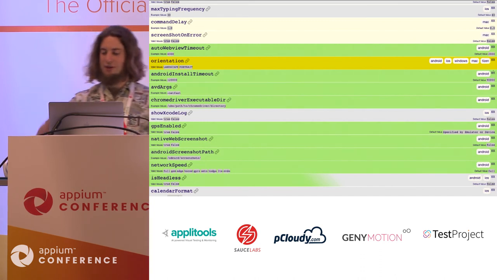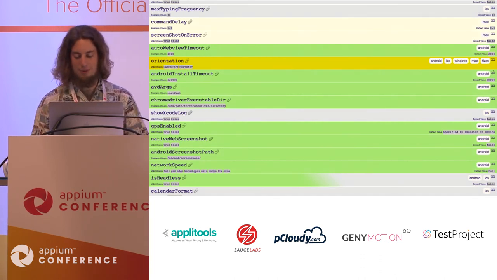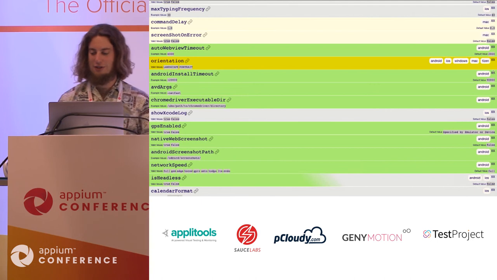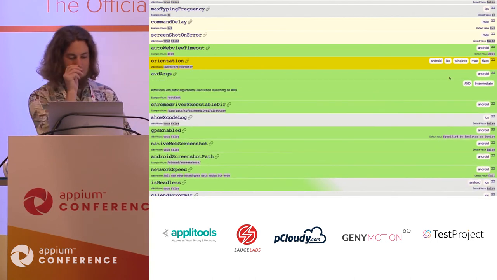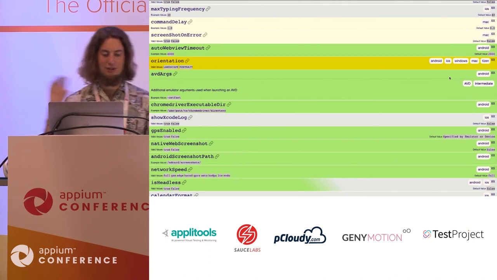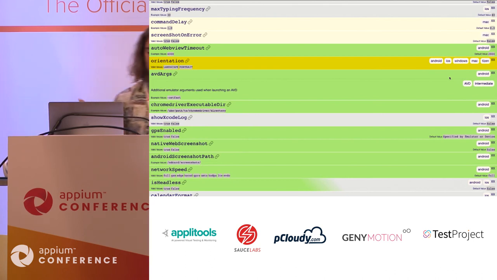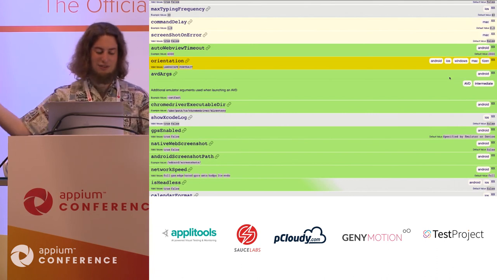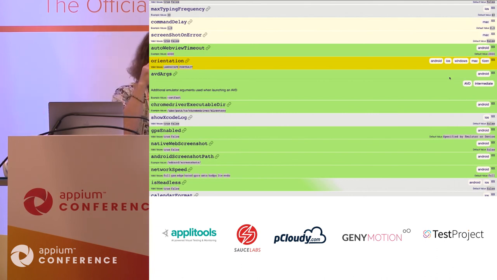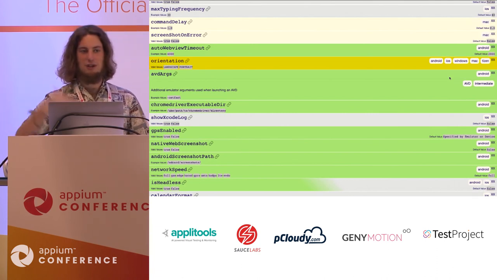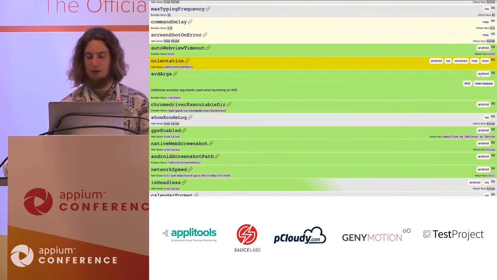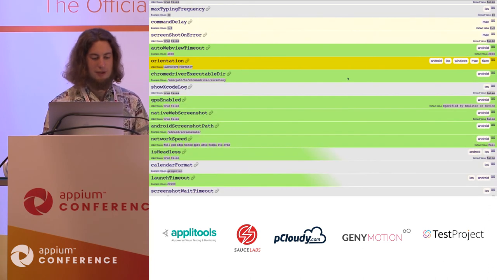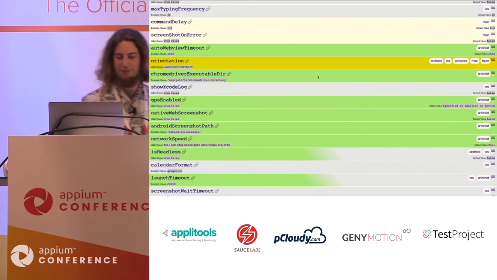Android install timeout, how long Appium will wait before deciding that your app is never going to be installed. AVD arg. These are arguments that you can specify directly, like send directly to the emulator. An important one to use is like netfast, which will change the network speed. So this is ways that you can test like a slow network or a bad network or like 2G or 3G, as well as other things.